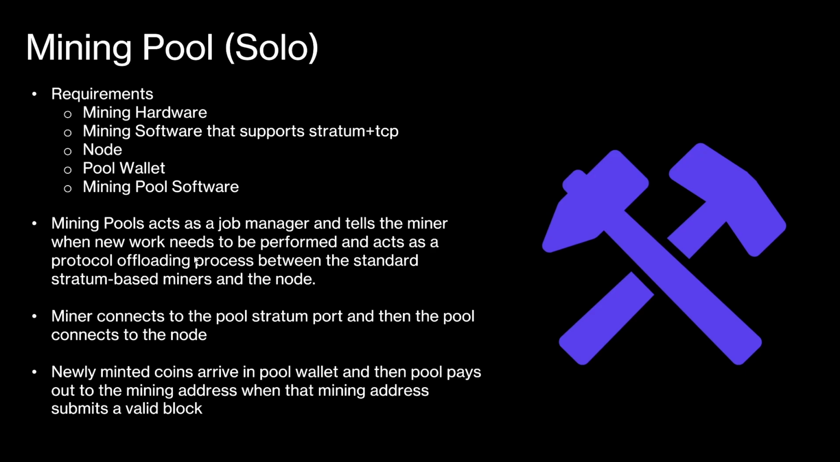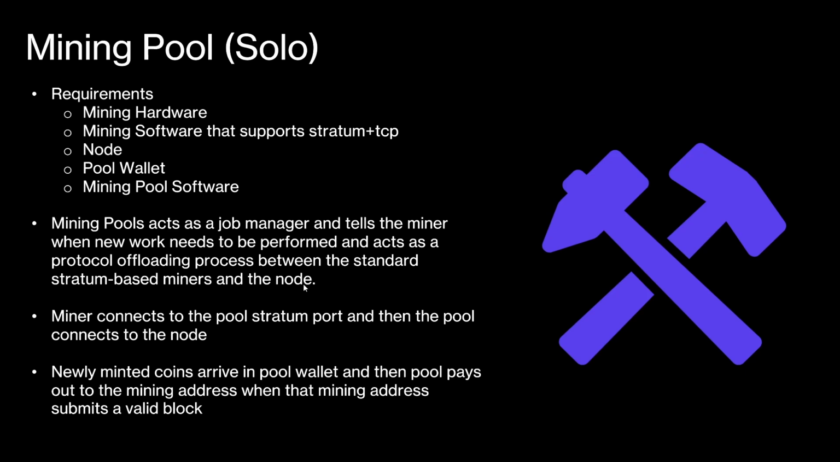So once again, the mining pool software is going to act as the job manager. It's going to tell the miner when new work needs to be performed, and it kind of acts as that proxy or traffic controller where it's accepting that Stratum protocol data and sending it to the node through the RPC protocol. And the miner is going to connect to the Stratum port that the pool exposes, and then the pool is going to accept that. It's going to handle all of the share processing. It's going to validate whether that share is a block candidate or not. And if it is, then it's going to submit it to the network. And then the miner is basically going to get that reward.